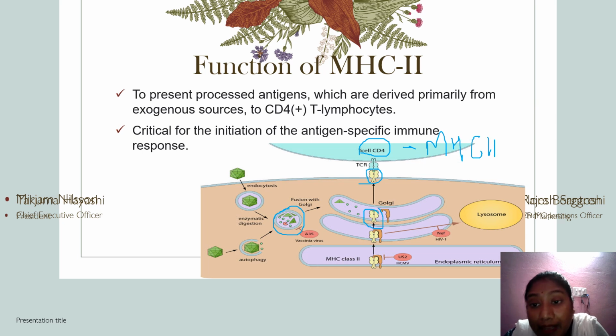We have just seen the 8 rule exactly. So 4 into 2, so MHC2. So 2 into 4 is 8. So this will be the CD4 cell. So the functions go like this: to present processed antigens, which I have already said are derived primarily from exogenous or endogenous sources, to CD4 T lymphocytes. This is also critical for the initiation of antigen specific immune response.